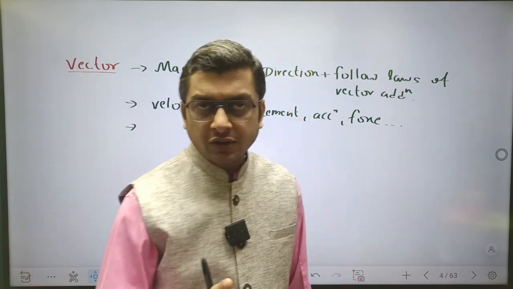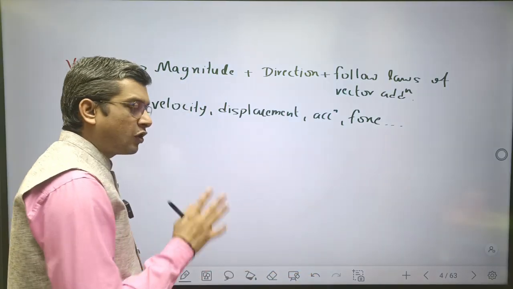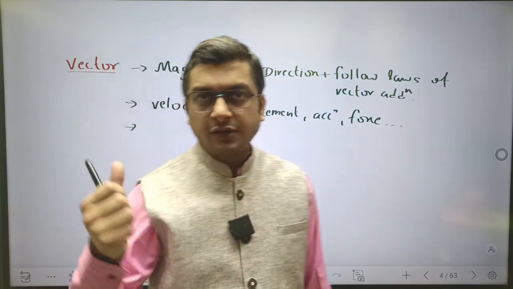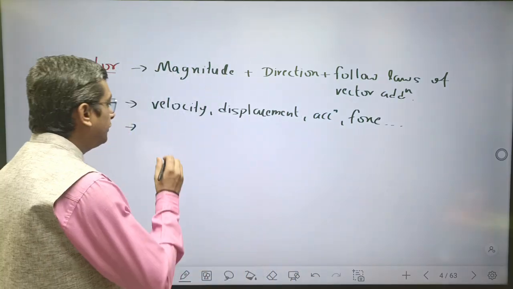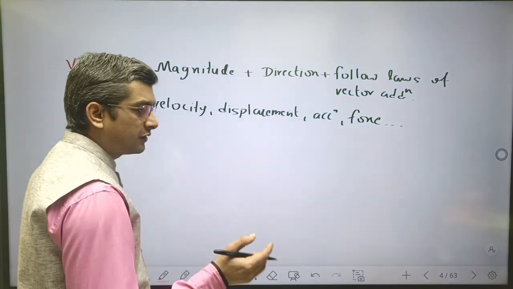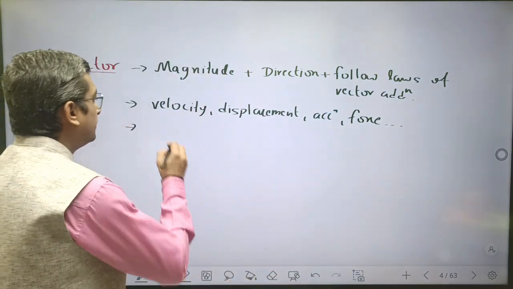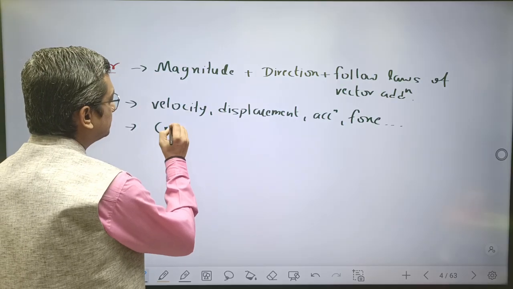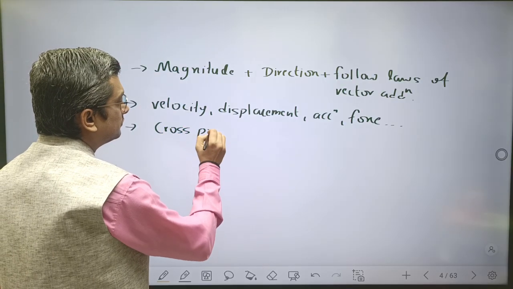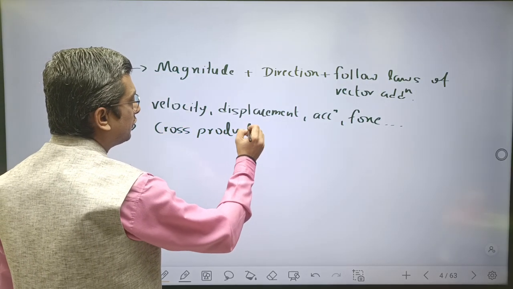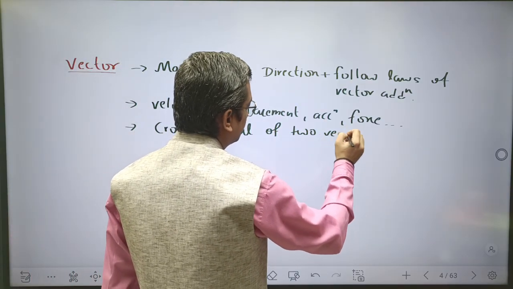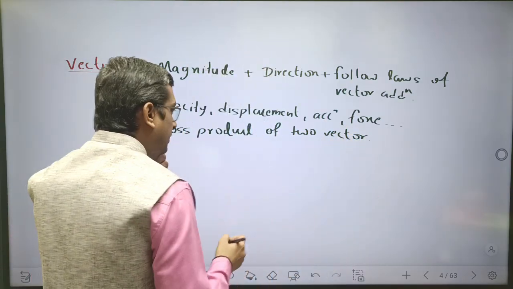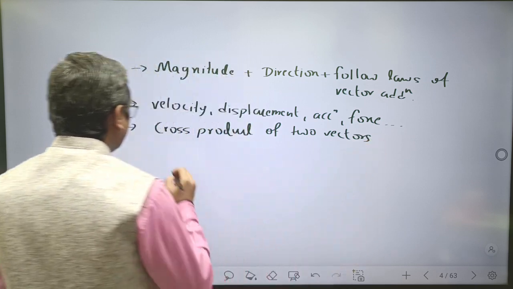Third, vector quantities can be the cross product of two vectors. There are two kinds of products. The first one is dot product, that is a scalar quantity. The second one is cross product. So what is cross product? There are certain quantities like torque, angular momentum. These are the cross product of two vector quantities. So scalar was dot product and this is cross product.